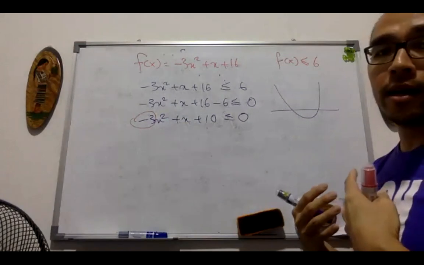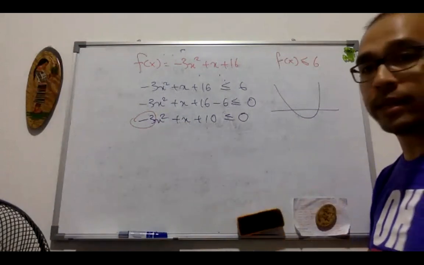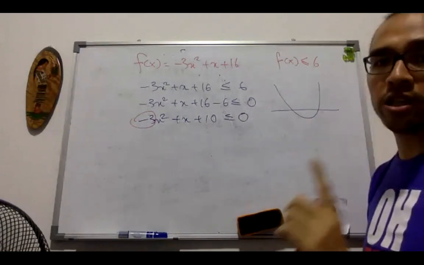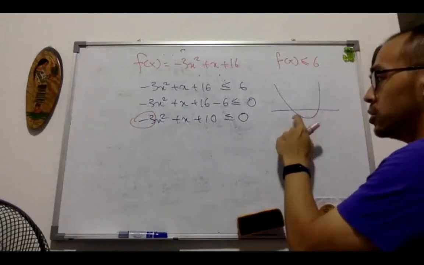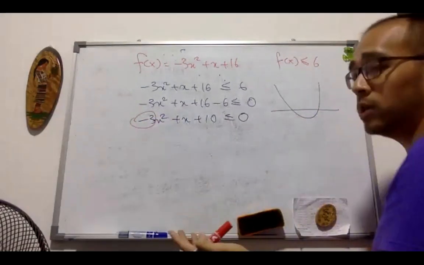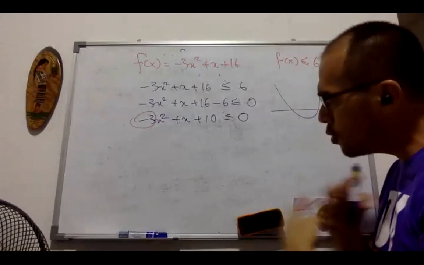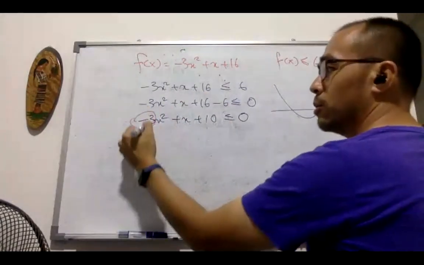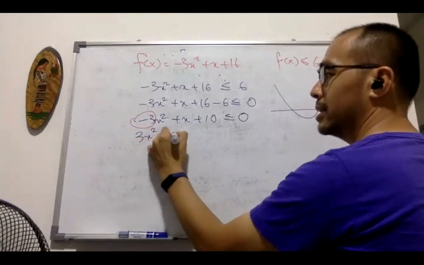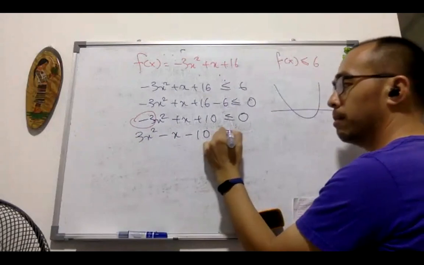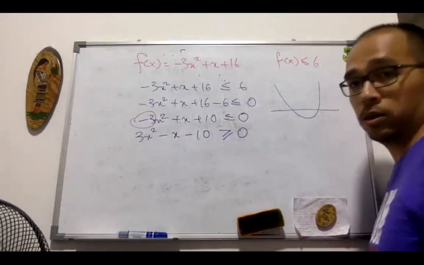Maybe when you go to Form 6, you will study another method. But since we're using the simplest method, there's only one condition you need to remember, which is this can only work if this is a positive number. But we can change it to positive, totally no problem at all. Change the sign of everything. So this will become 3x squared minus x minus 10, but this will become more than or equal to 0.